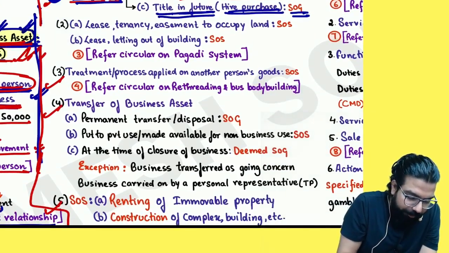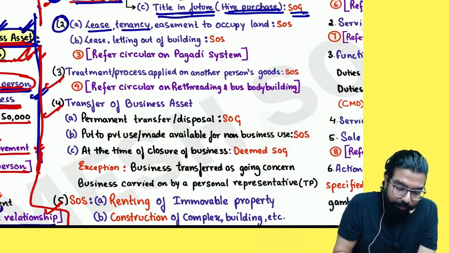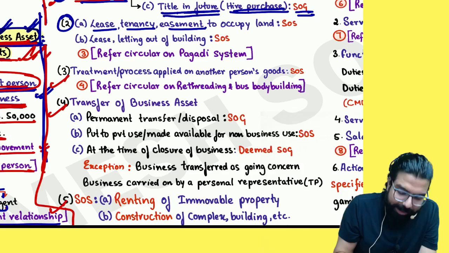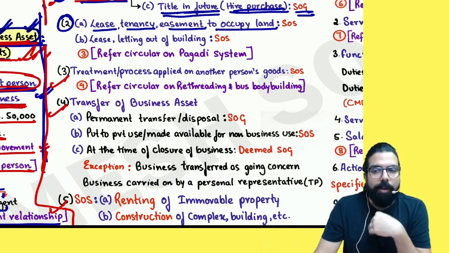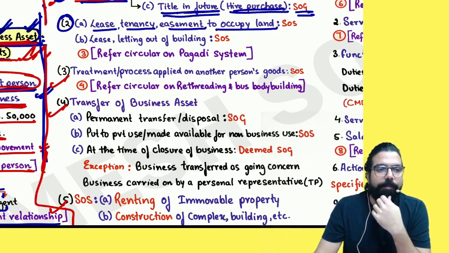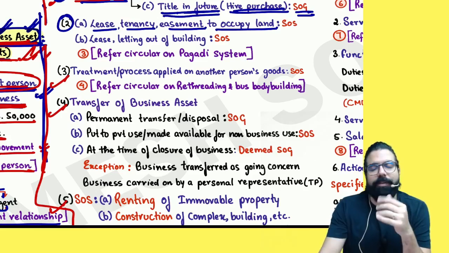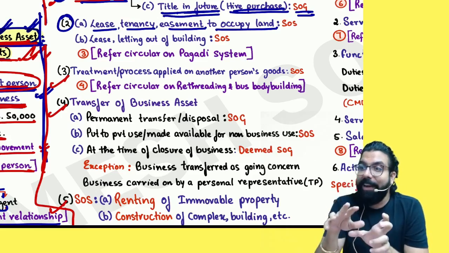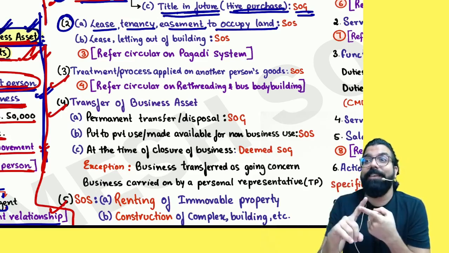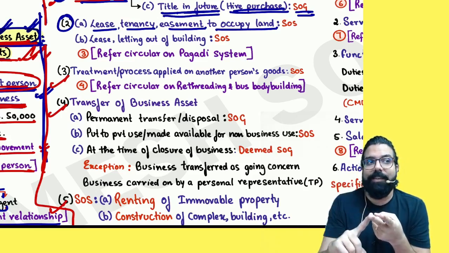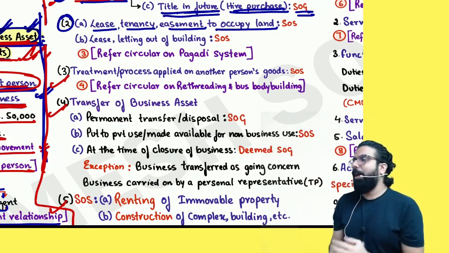Second one talks about lease, tenancy or easement to occupy land. One minute. Land is what? Movable, immovable? Land is what? Movable or immovable? Immovable. Land is immovable. Is it goods or service? Land is actually a service. And land, when you give it on rent, when you give it on lease, it's supply of goods or supply of service? For an example, I have a land which is there.